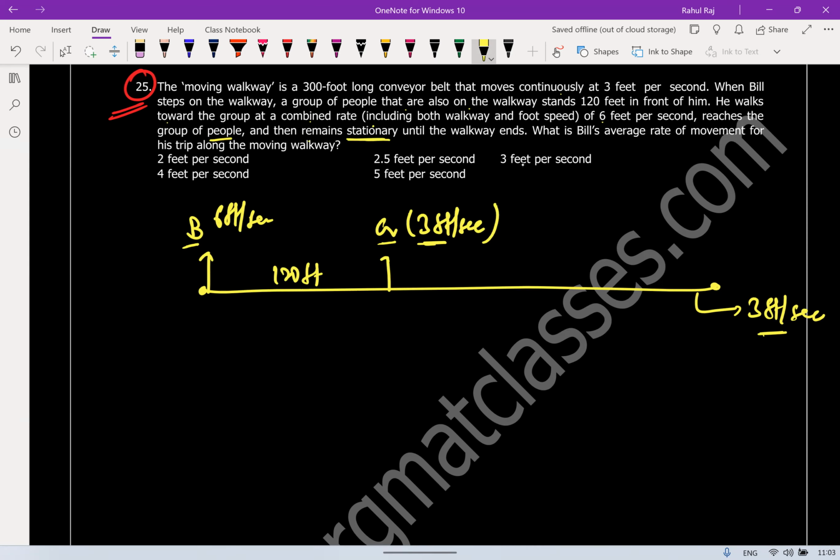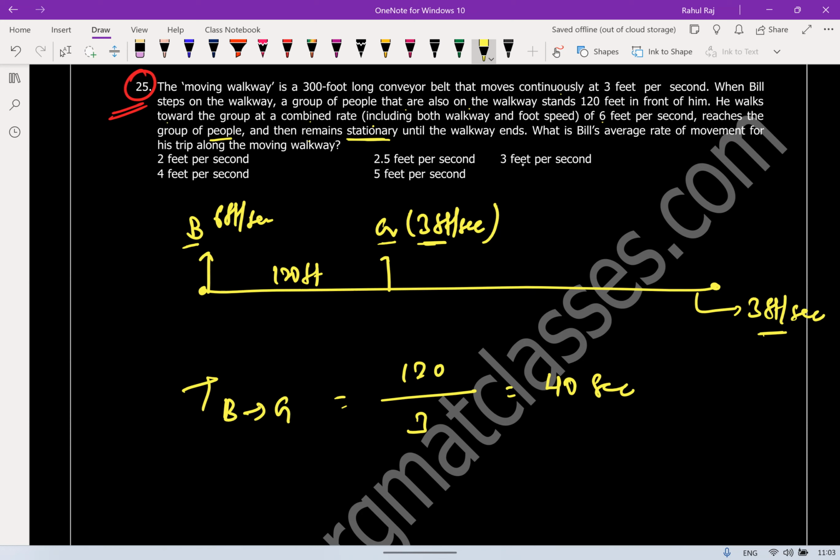So what is the time taken by Bill to catch the group of people? Time taken by Bill to catch the group of people is gap distance by difference of speed. What is the gap distance? When Bill steps on the walkway, the group of people is 120 feet away. So the gap distance is 120 feet, by difference of speed, that is 6 minus 3, that is 3. So this is 40 seconds. So the time taken by Bill to catch the group of people is 40 seconds.